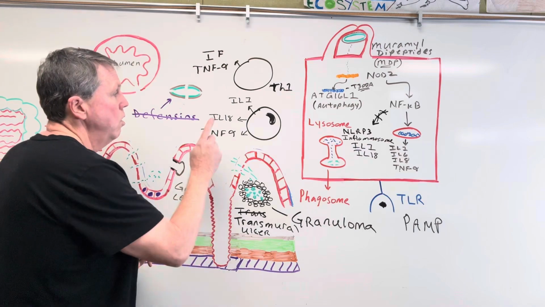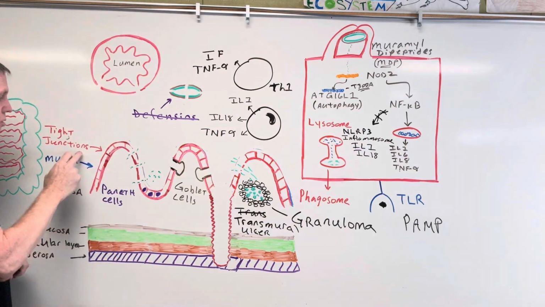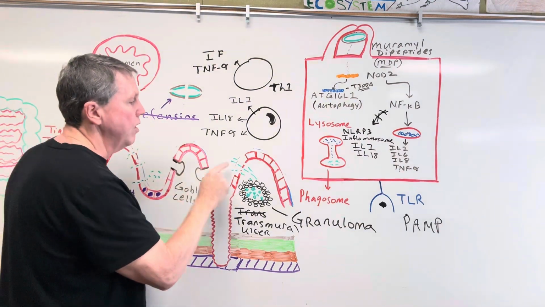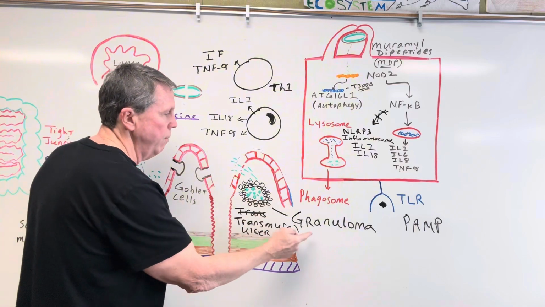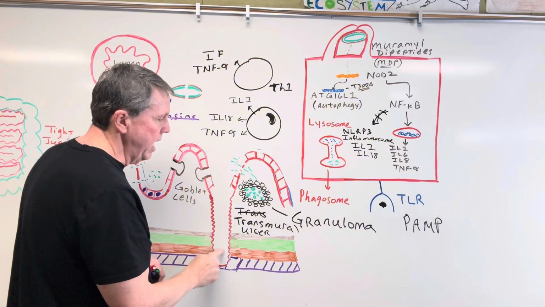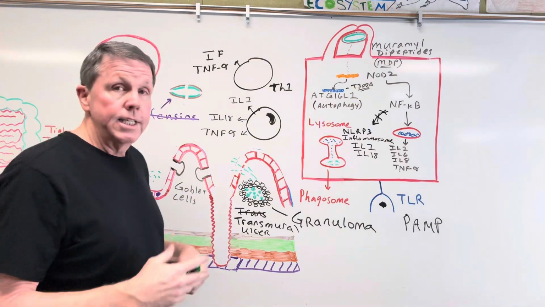Okay, so we're going to have uncontrolled release of cytokines. We're going to lose our tight junctions. We're going to stop making mucin. We're going to stop having defensin. I'm going to get microbes that are going to start coming into this area. We're going to form a granuloma, and these cytokines are eventually going to eat away at the inside of our intestinal wall. So that's it for Crohn's disease and the effect of NOD2.